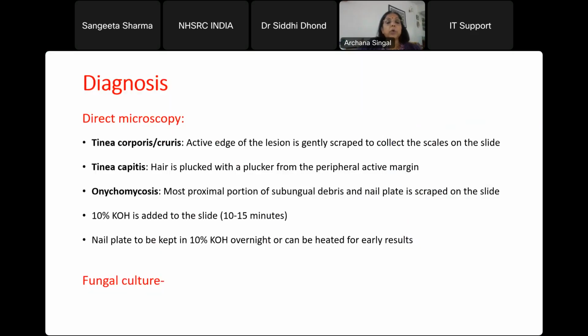So how do you diagnose such infection? There is an active edge of the lesion. You can scrape it and see under the microscope. In tinea capitis, when hair is involved, you can pluck the hair. And when the nail is involved, you can collect subungual debris and put it in the KOH solution and see under the microscope. One can also go for fungal culture. For that, you have to refer. Next.